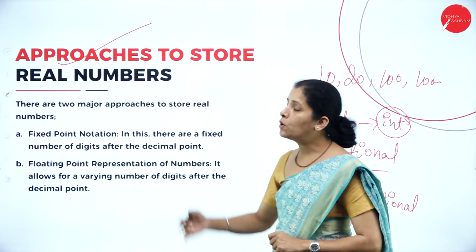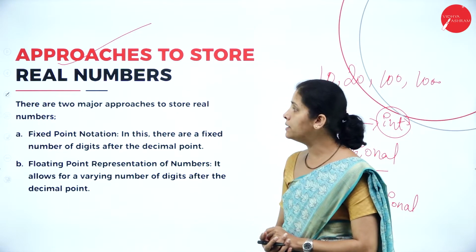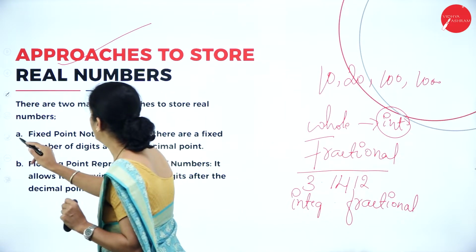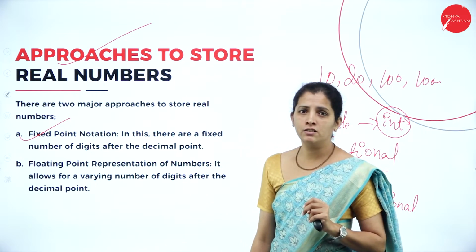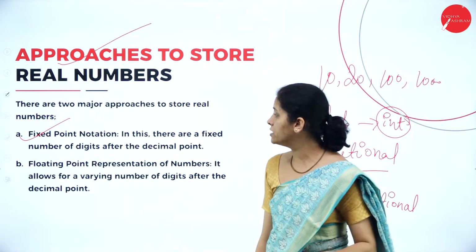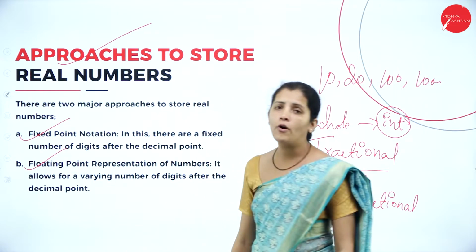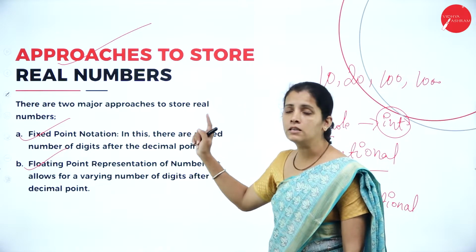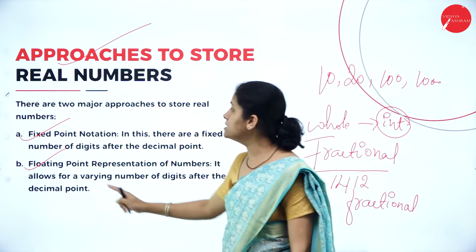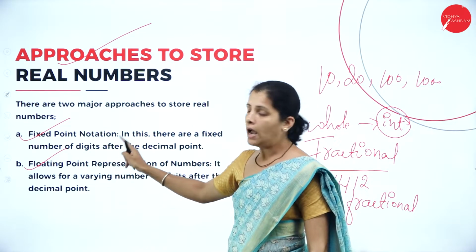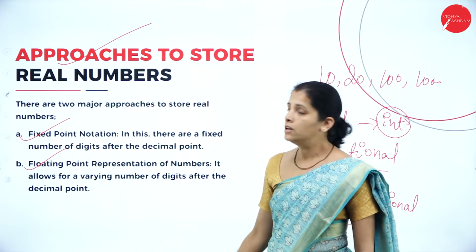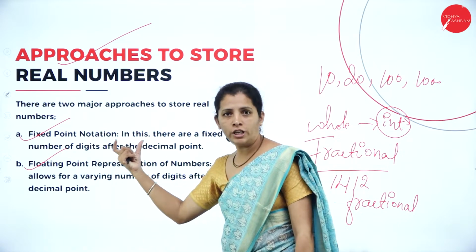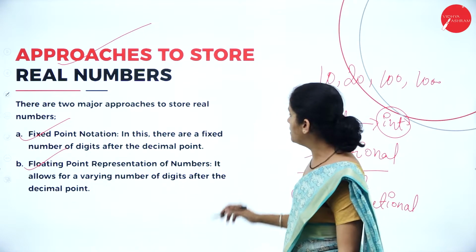Now, what are the approaches we have to store real numbers? That is two kinds or two types. One is fixed point notation, and another one is floating point representation. So dear student, to represent real numbers, I have two types. One is fixed point notation, and another one is floating point representation.